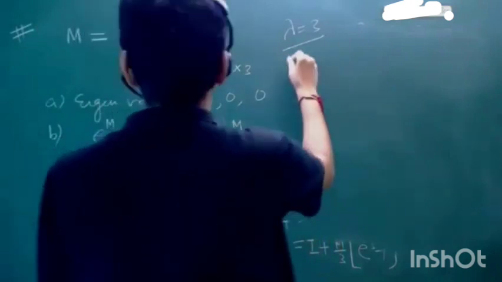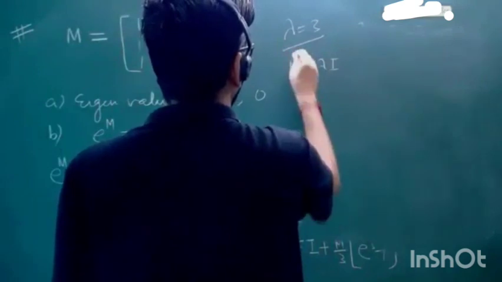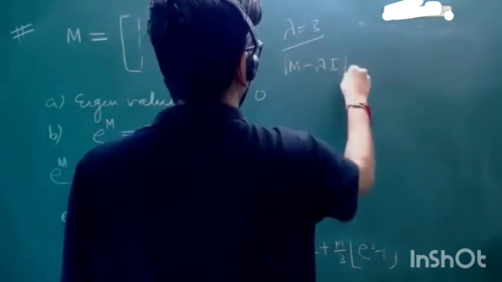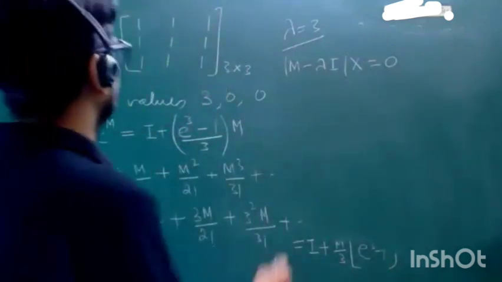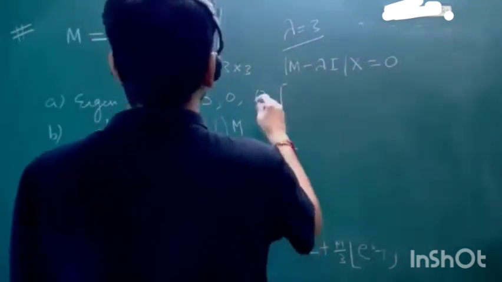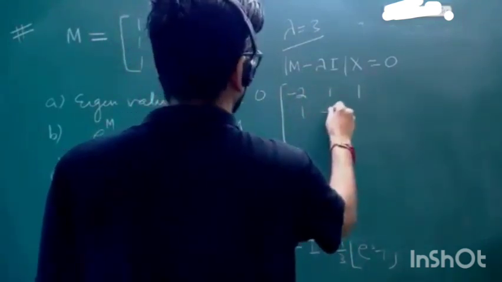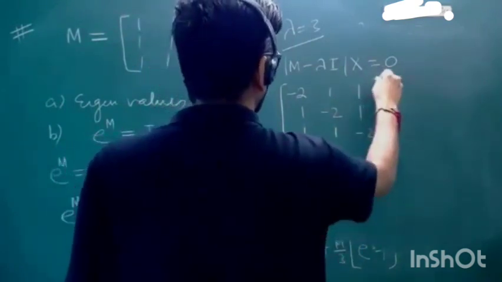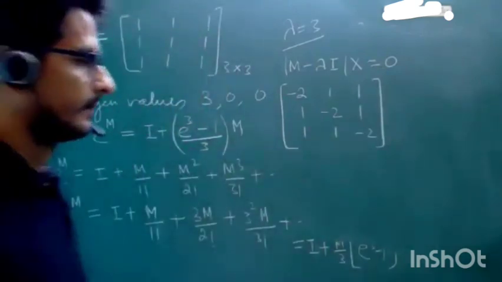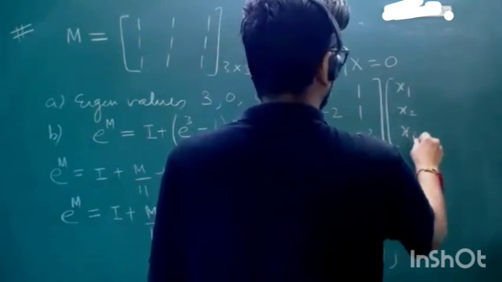So it will be M minus lambda I into x is equal to 0. This is the method. So you put lambda is equal to 3, what you will get? 1 minus 3 is minus 2. Correct? And then x1, x2, x3 is equal to 0.